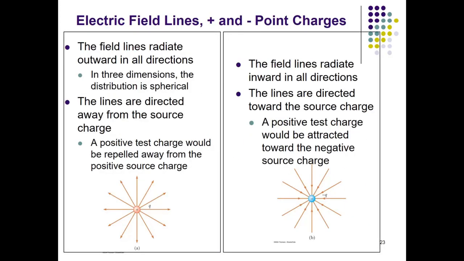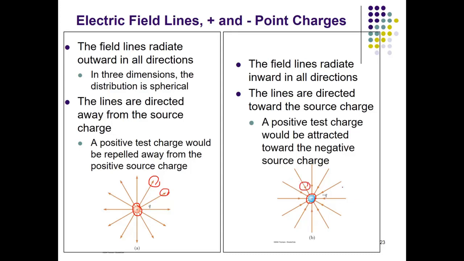This is something I'm going to go through very quickly because you know that. This is a positive charge, and electric field lines are going away from it. This is a negative charge, and electric field lines are going toward it. You know why? Because if you put a test charge next to them or anywhere, it will go with the direction of the arrows.